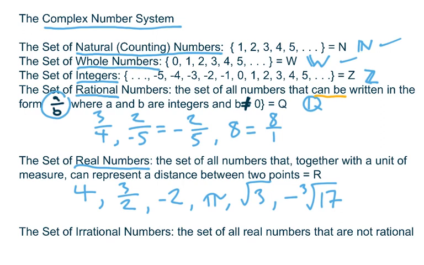So all of those are real numbers, but not all of them are rational numbers. These guys here can represent distances, however, they are not rational numbers, cannot be written as fractions. So we have a special name for them too. We refer to them as the set of irrational numbers. The set of all real numbers that are not rational, that cannot be written as fractions.